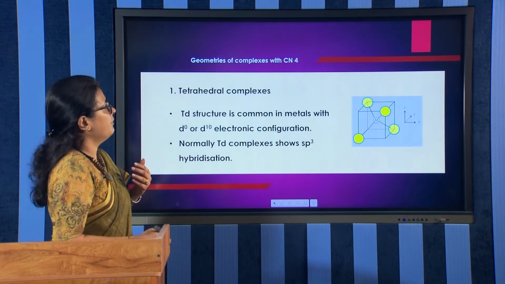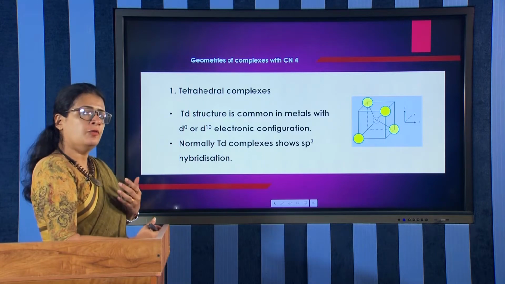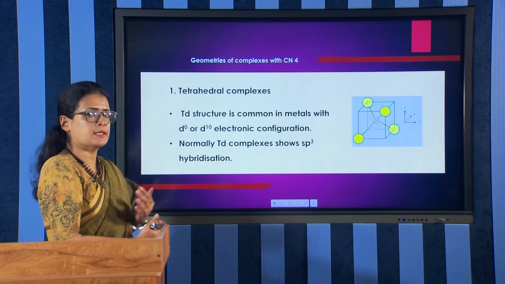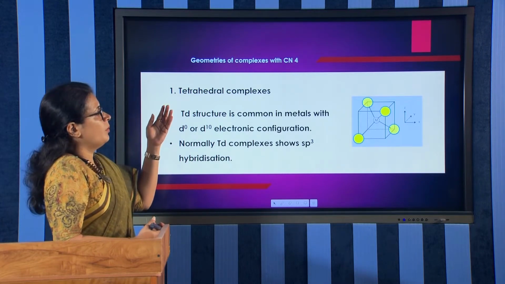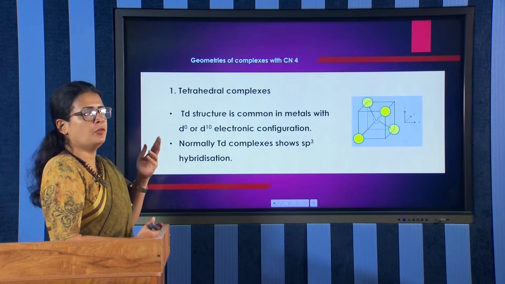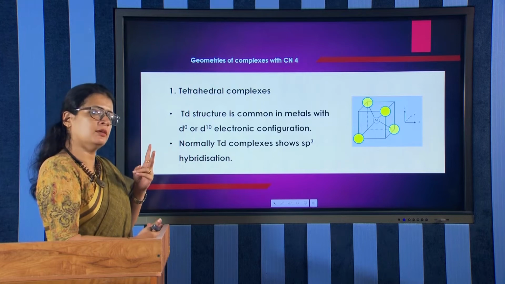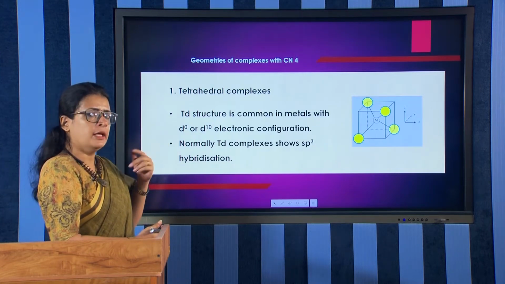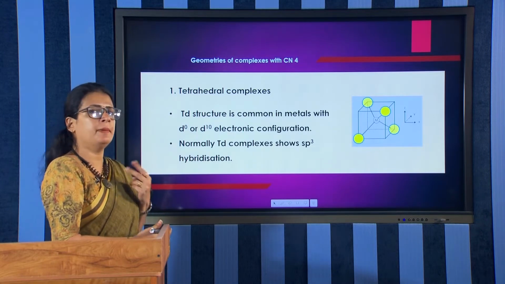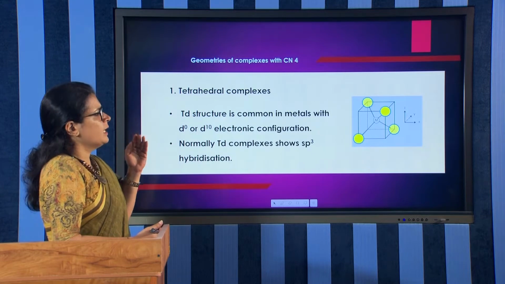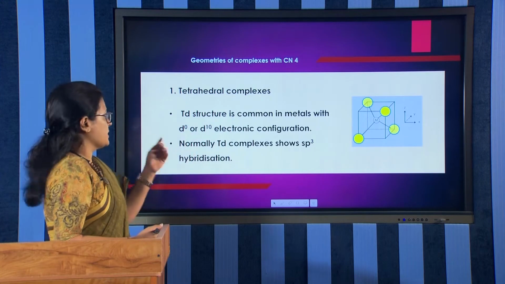And now, we have different geometries for the complexes. The common geometries are 4 and 6. I have already discussed all these possibilities of coordination number. If the complex has coordination number 4, there are two possibilities: one geometry is tetrahedral and the second is square planar, and this is very well explained by the valence bond theory. How it is explained, we will be discussing.